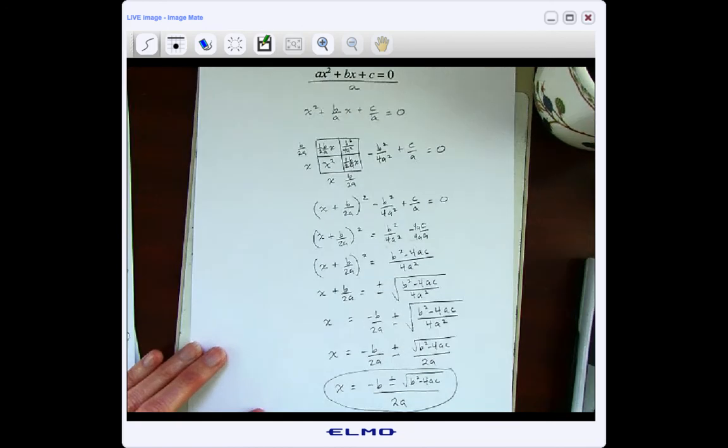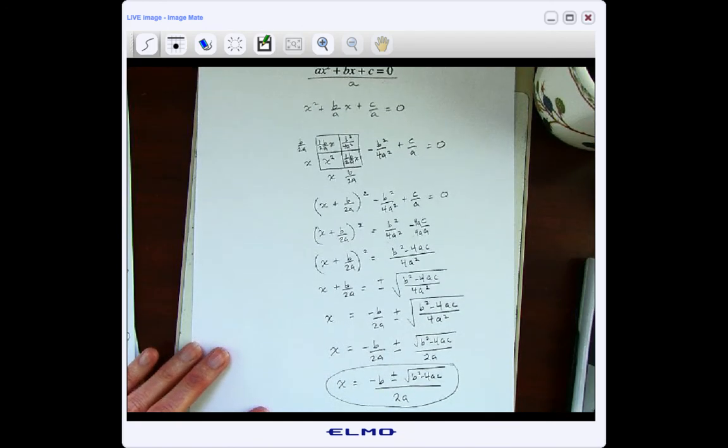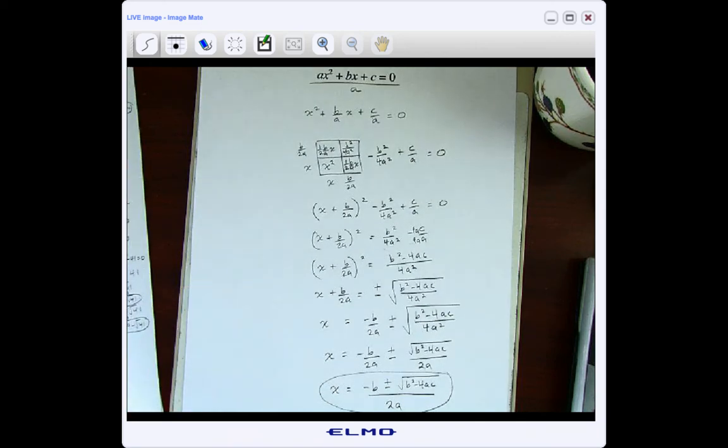And then on Thursday, we'll talk about, so what? Why do you want to know the quadratic formula and how is that going to actually help you?